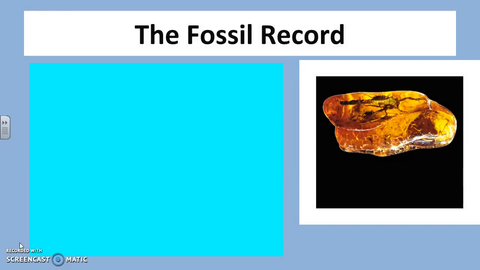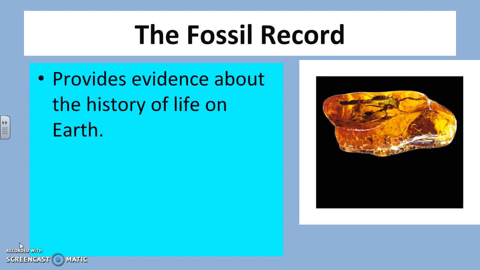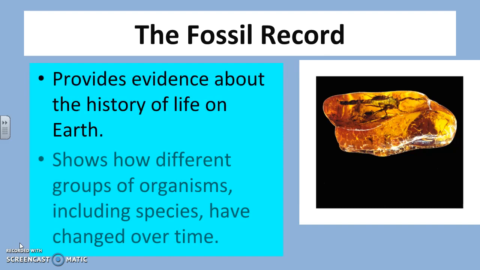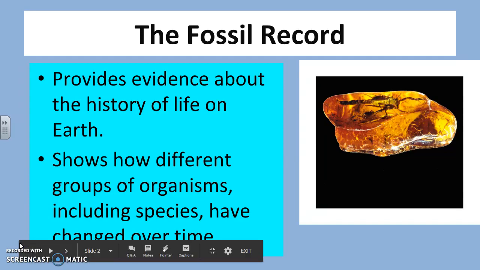All right, so the fossil record. Remember, we talked about Charles Darwin, and Darwin relied on fossils to tell him information about the past life on Earth, and he used it to show how different organisms changed over time, and that was part of his evidence that evolution has actually occurred.